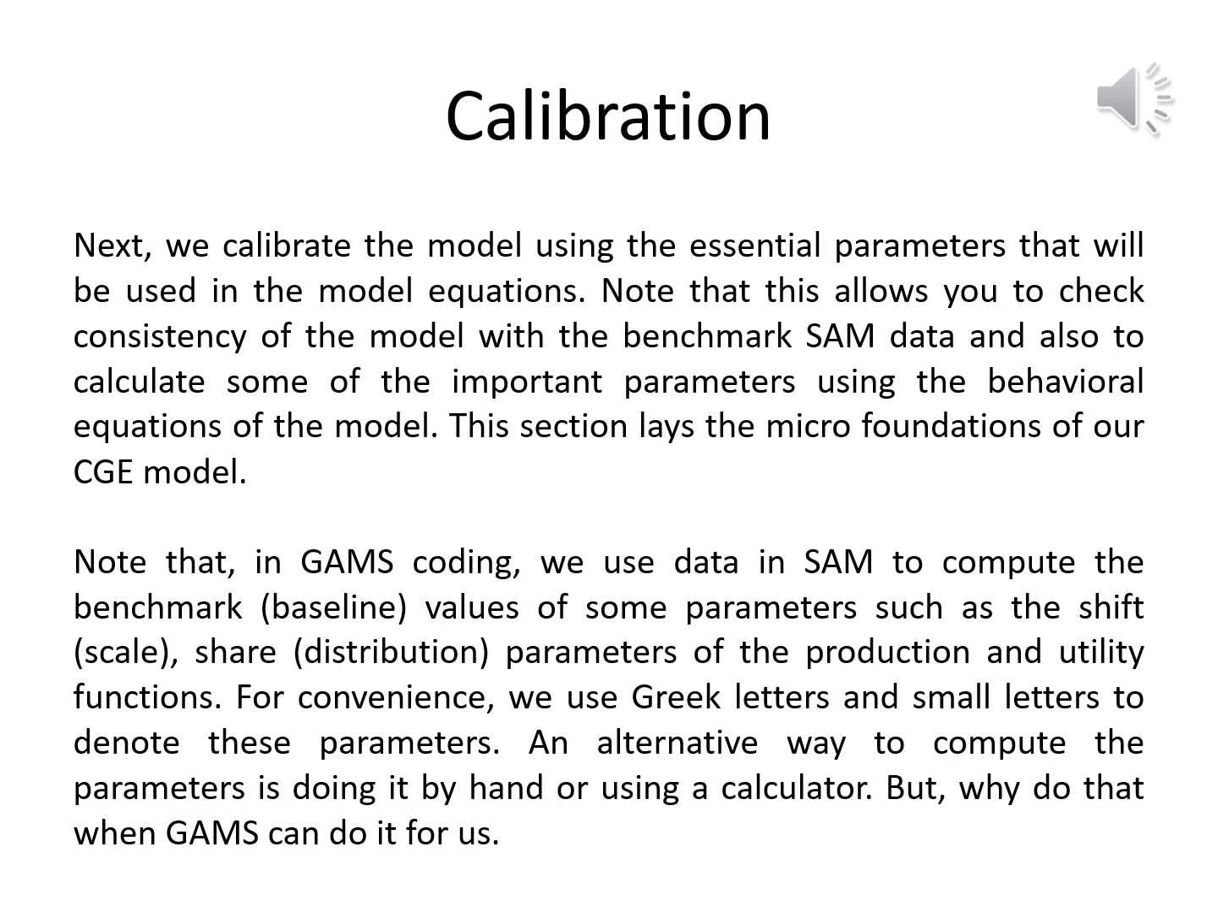Most of the data we need to calculate the parameters are obtained from the SAM. So this process, I mean, calculating the necessary parameters in GAMS modeling, those parameters are usually denoted by Greek letters, alpha, beta, gamma, and also small letters in the English alphabet. So we don't know them from the SAM.